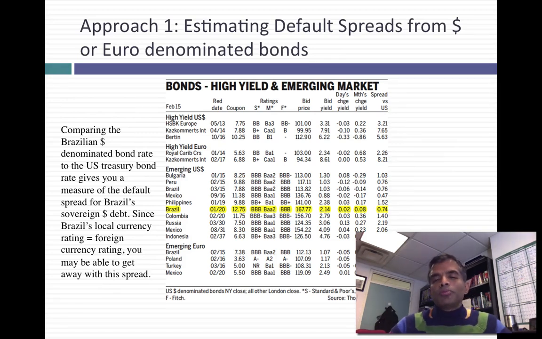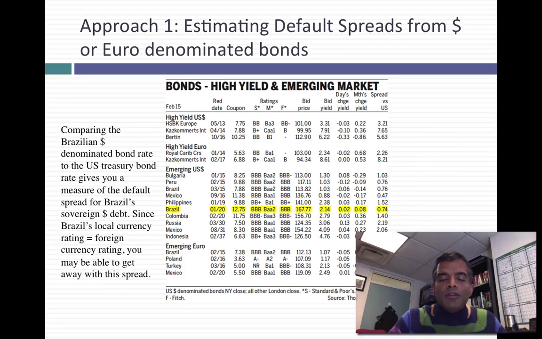I want a default spread for Brazilian local currency bonds, but here I cheated. If you look at the sovereign ratings for Brazil, and I'll show you how to get them in a minute, the sovereign rating for Brazil is Baa2 for both its local currency and its foreign currency bonds. Again, assuming ratings agencies know what they're doing, I can then make the assumption that the default spread is 0.74% for the dollar denominated bond. It's got to be roughly that same spread for the euro denominated bond.